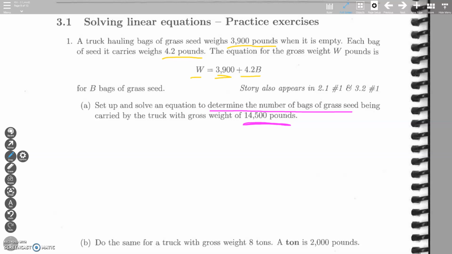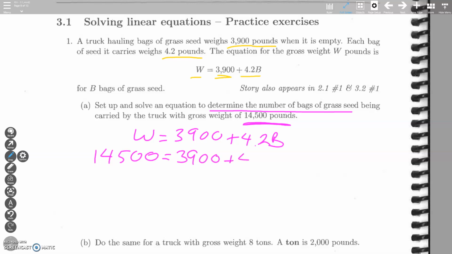Normally, in the past, we were finding the dependent amount, which was the weight of the truck. Now we're finding the independent amount. So we're going to have to work backwards. If we take our equation, W equals 3,900 plus 4 2/10 times B, and we put in our weight of the truck, 14,500 pounds, and we copy down the rest of our equation, we only have one missing piece of information, and that is the B. That is the number of bags of grass seed.